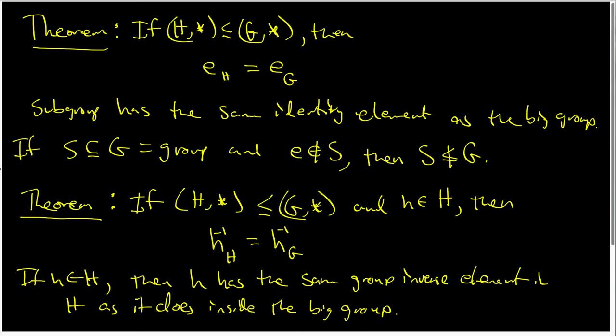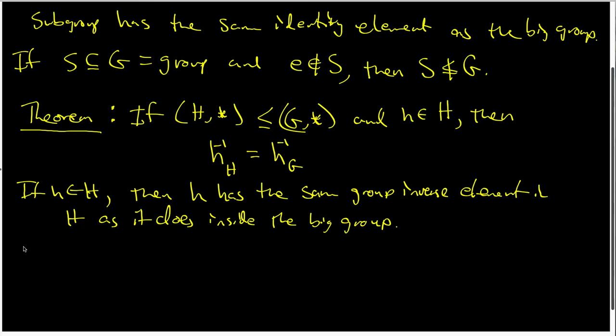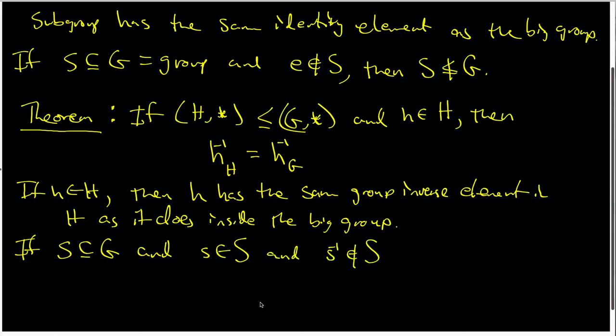And so if you've got a subset where you don't have all of the inverses inside the subset, then you know that you don't have a subgroup. So let me put that down as well. If S is a subset of G, and little s belongs to capital S, and little s inverse does not belong to capital S, that's enough for me to conclude that capital S is not going to be a subgroup of the group G.